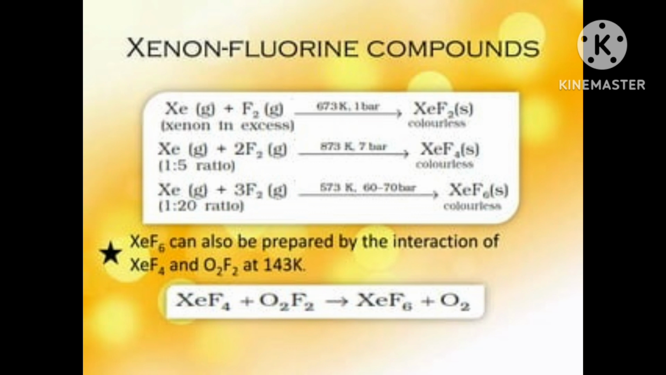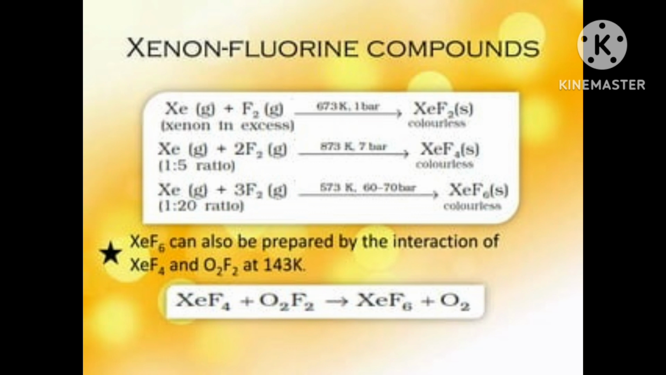Now I am telling a little more about the structure. Xenon difluoride, XeF2, has a linear structure. Easily you can understand. Xenon has 8 electrons, as all noble gases have 8 electrons. Two they have used in making bonds with two fluorine atoms. Then six are remaining as lone pairs of electrons. Because it makes only two bonds, it is linear, meaning 180 degrees.